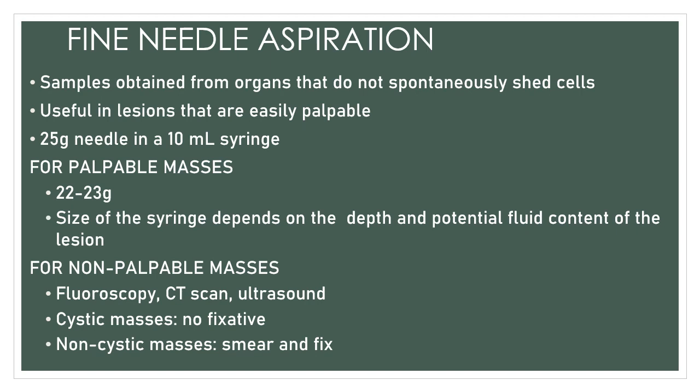Let's take a look at your fine needle aspiration. This is used for the study of samples obtained from organs that do not spontaneously shed cells, compared to your exfoliative cytology. Examples of organs that do not shed cells are your thyroid, lymph nodes, liver, lungs, skin, soft tissues and bones, and breast.